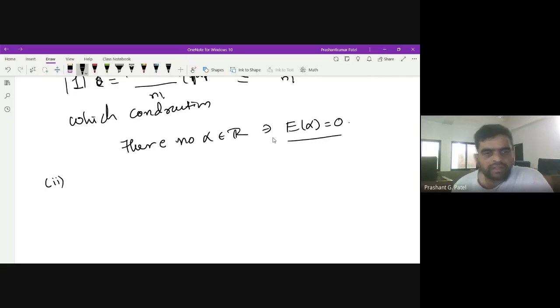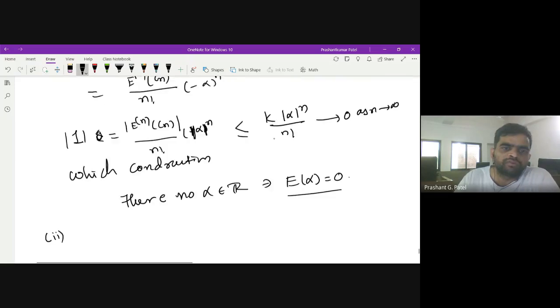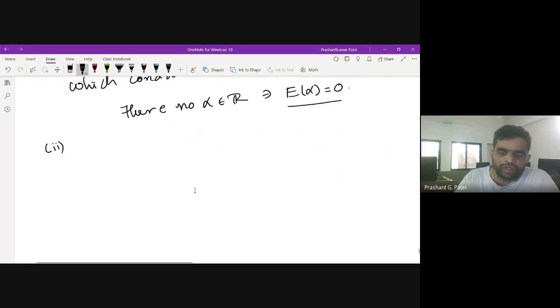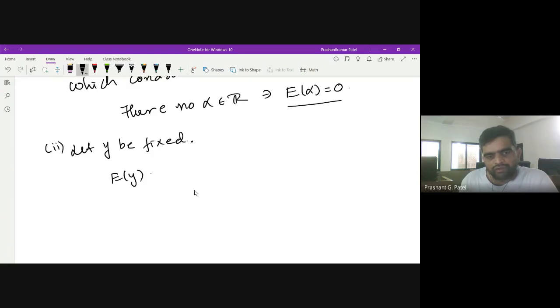The second property: we have to prove that E of x plus y is E of x into E of y. It is like E power x plus y equal to E power x into E power y. So it's like this result. For that I am fixing one point here. Let me fix y. Since y is fixed, and using the above statement, we can say E of y is non-zero, because E function is a non-zero function.